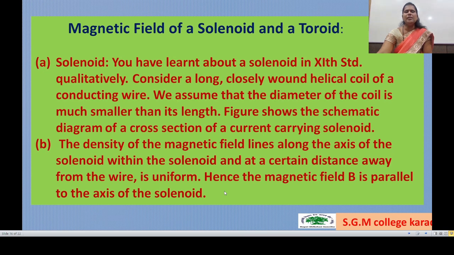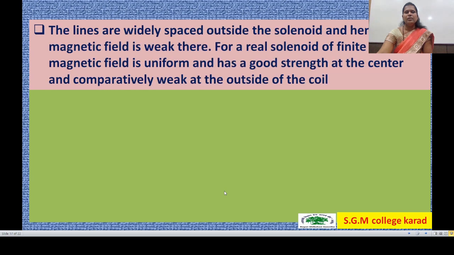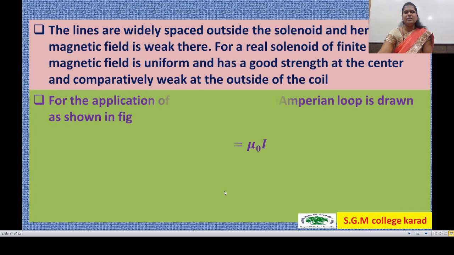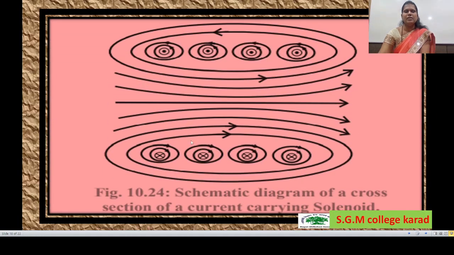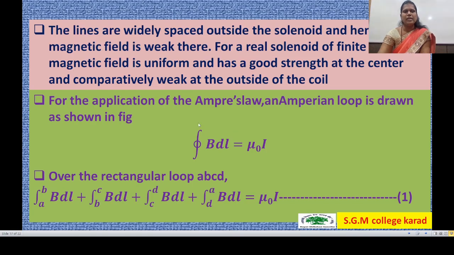In the last year we have seen what is meant by a solenoid. Now see how Ampere's law is applied to a solenoid. First of all, see the diagram. The schematic diagram of the cross section of a current carrying, closely wound solenoid is here. Now see what is meant by a solenoid here.